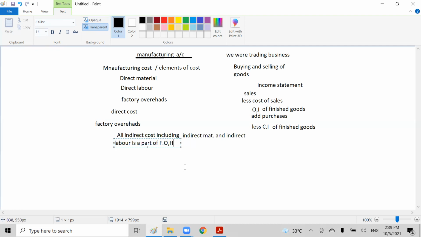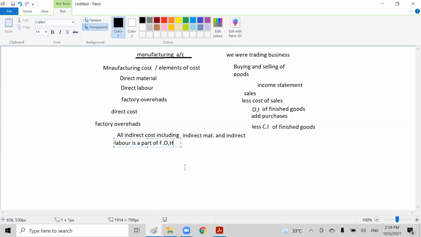फैक्ट्री ओवरहेड को हम FOH भी बोलते हैं एब्रिविएशन में, फैक्ट्री ओवरहेड्स. All indirect costs which are going to be incurred in the factory, but are not related with the manufacturing of the goods like direct material and direct labor. They are all included in factory overheads.